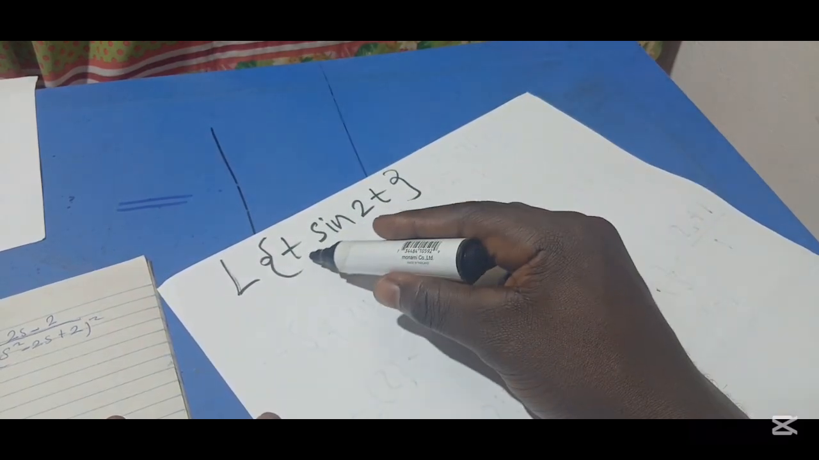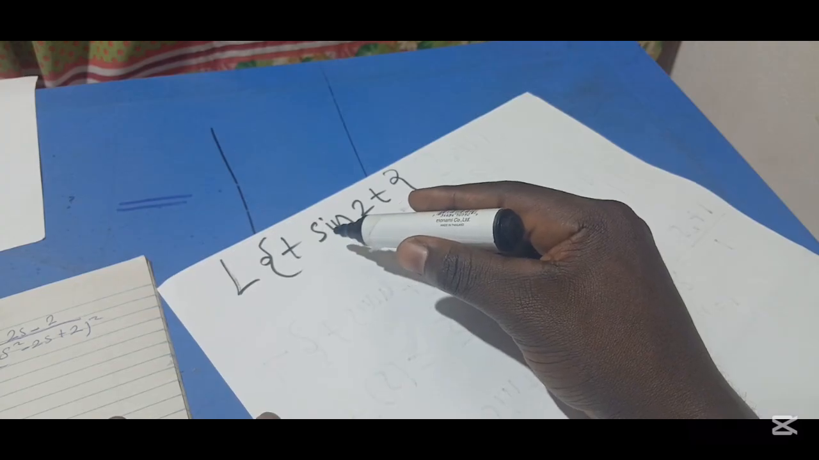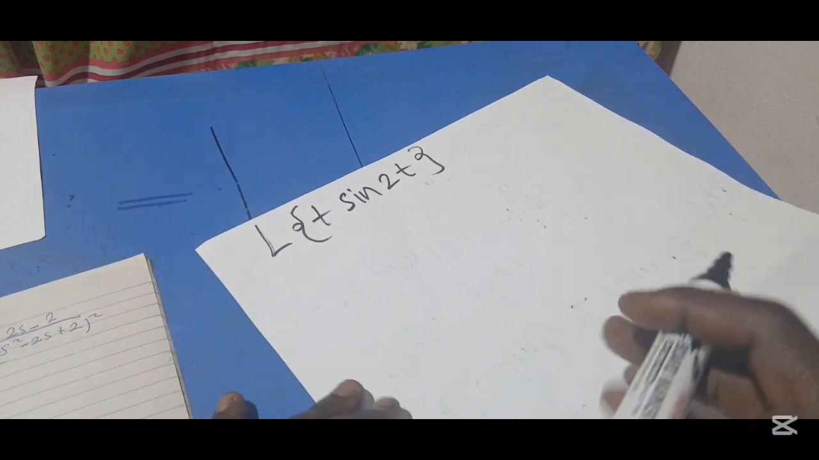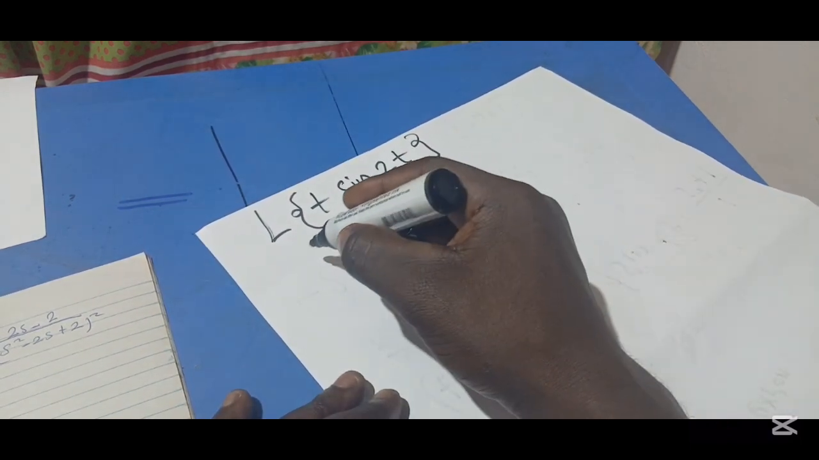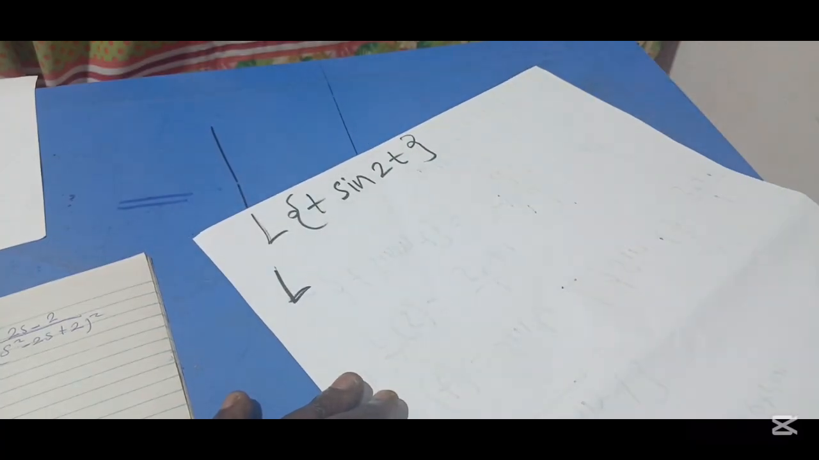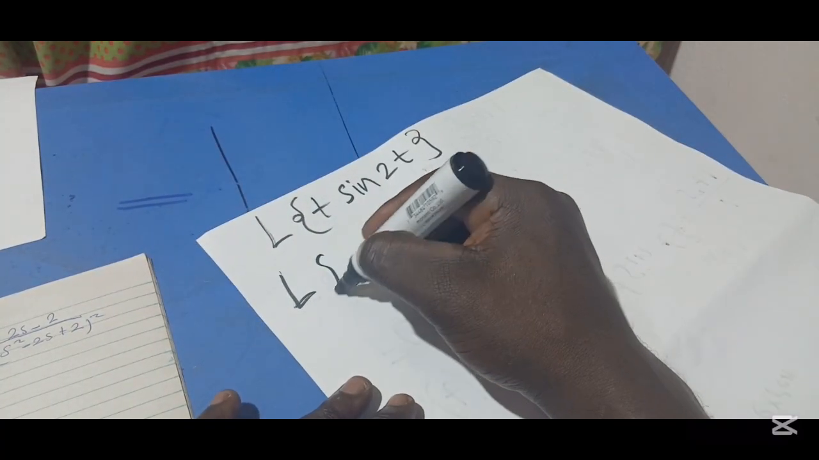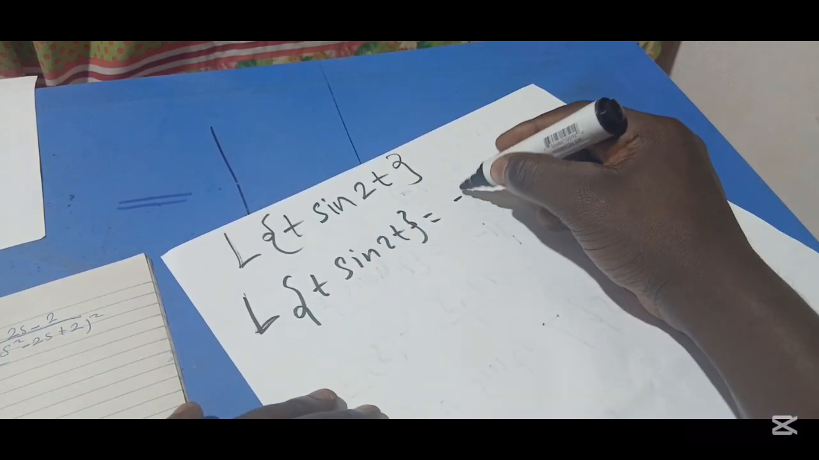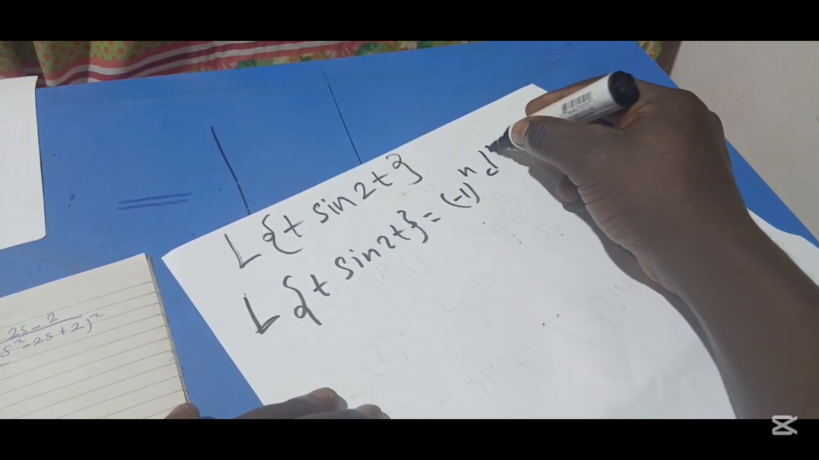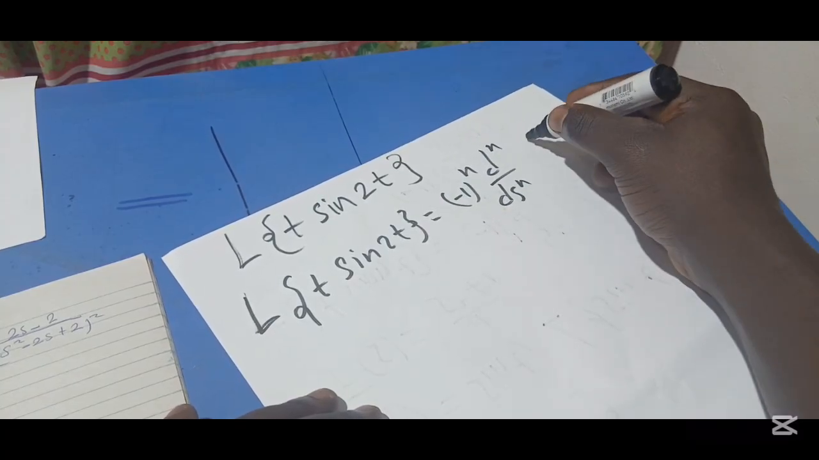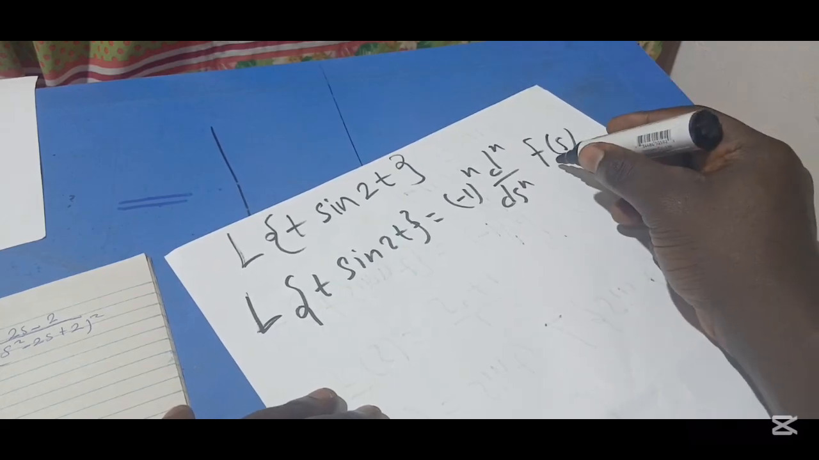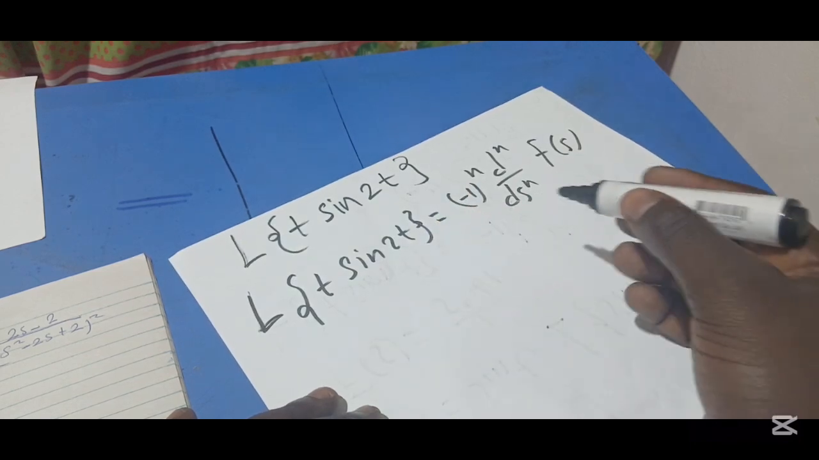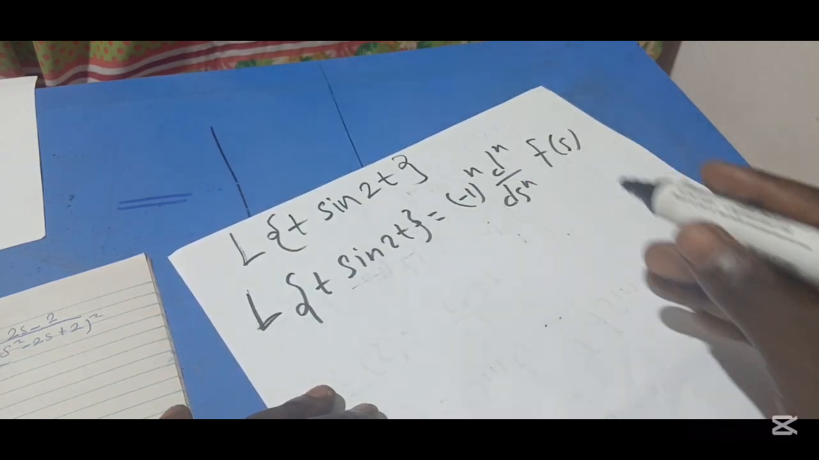Seeing this, you just know that we are dealing with the second shifting theorem, right? Good. So now we know that for the second shifting theorem, the Laplace transform of t sine 2t gives us minus 1 to the power n, dn over dsn, F of s, where F of s is the Laplace transform of f of t.